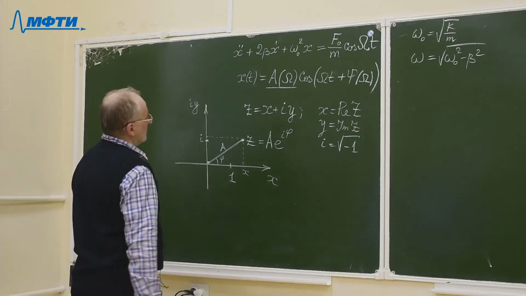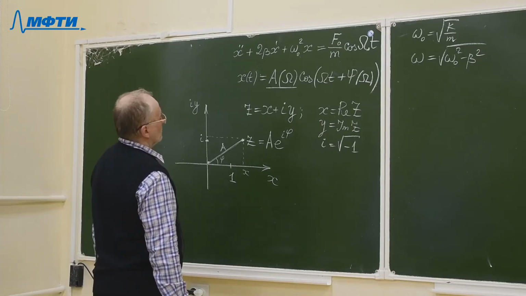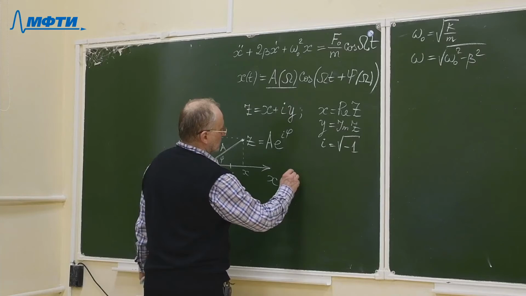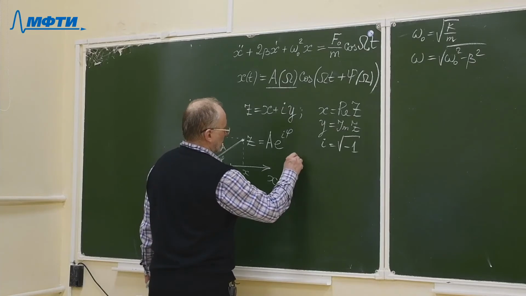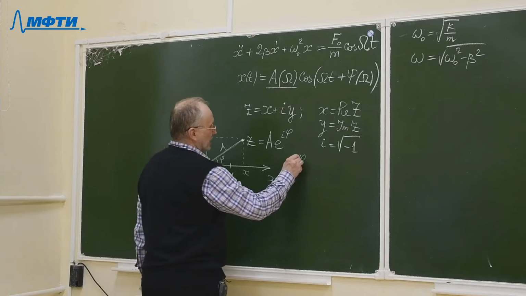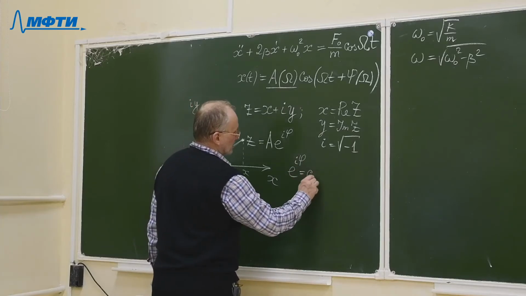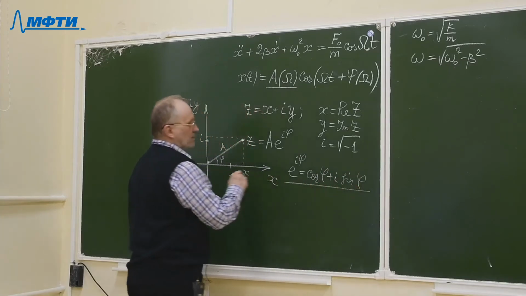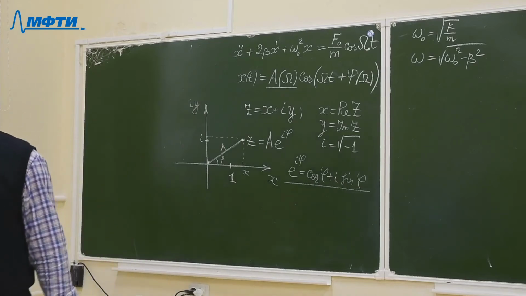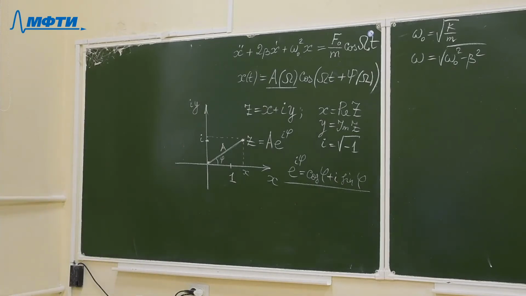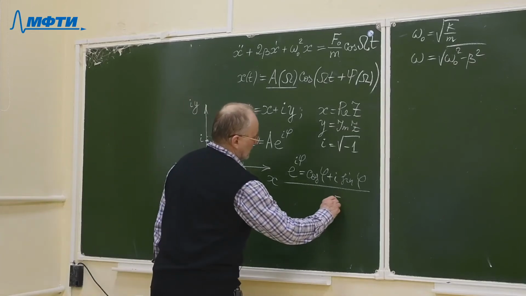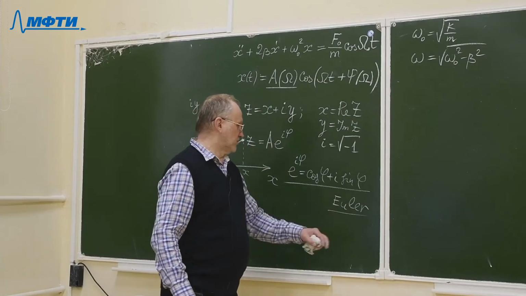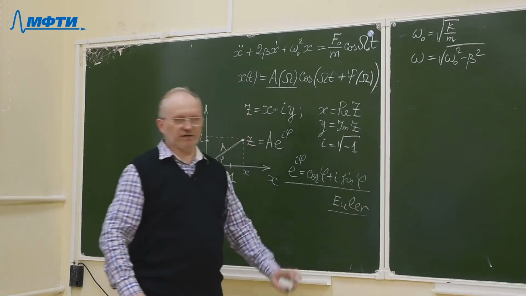And there is a beautiful formula of Leonhard Euler. Leonhard Euler proved that exponent of i phi equals cosine phi plus i sine phi. This is a beautiful and very interesting formula of Leonhard Euler. Leonhard Euler, a Swiss mathematician who most of his life lived and worked in Russia, in Petersburg.